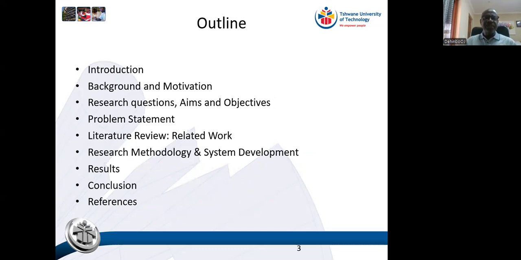I'll be following this outline, starting with the introduction, the background and motivation, the research questions, objectives, the problem statements, the literature review, moving into methodology and system development, and then the results of the system that was developed, and then concluding, and then we have the references list also at the end.